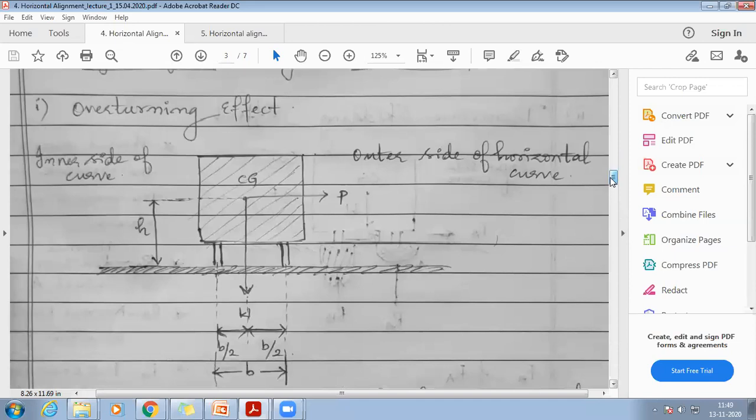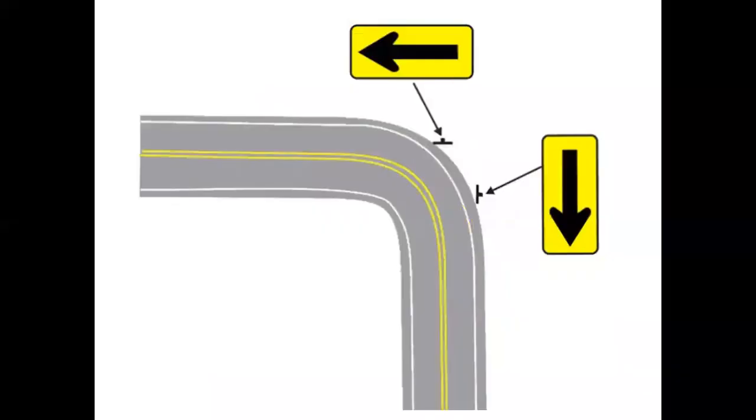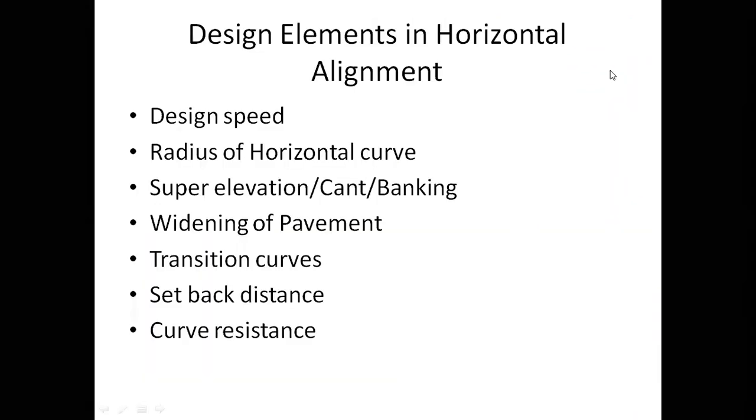Okay, so now you can see here I've just drawn the vehicle. CG represents the center of gravity of the vehicle. What you have to imagine here is that the vehicle is on the horizontal curve. This is the inner side of the curve, this is the outer side of the curve. I'll just zoom this. You can see the vehicle is now present on this curve. So this is the outer edge, this is the inner edge. Centrifugal force makes this vehicle pull outwards.